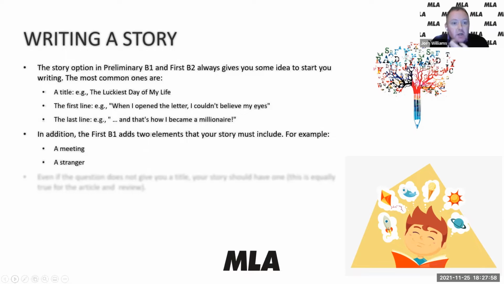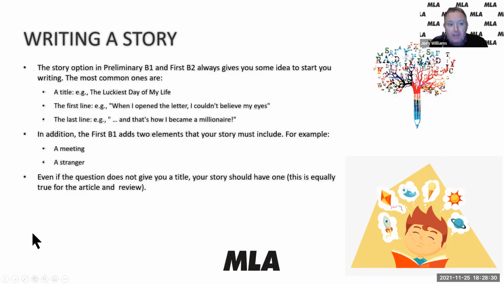In addition, the first B1 for schools always gives you 2 elements that your story must include. It might include a meeting, a stranger, or even an object, a phone or a message. Again, that's to give the students a bit of guidance. It's not a natural thing for a writer to be required to write a story in 23 minutes or 40 minutes, so they're giving you a bit of help there.